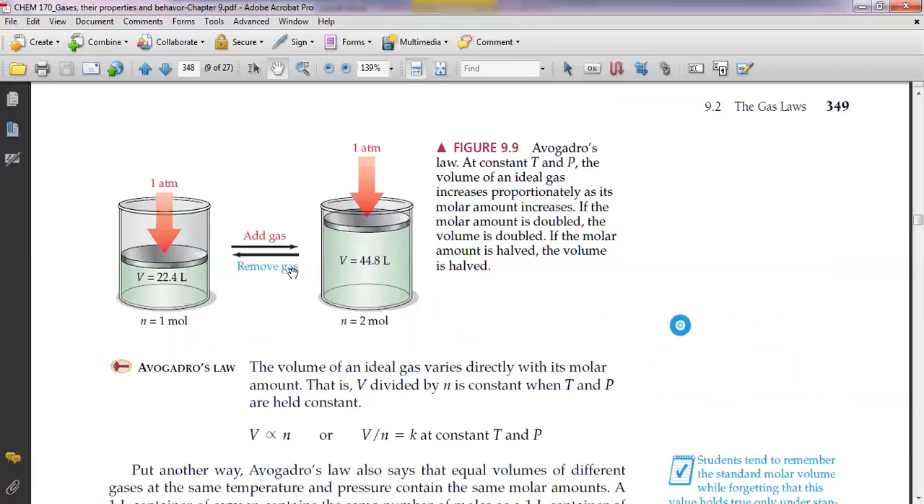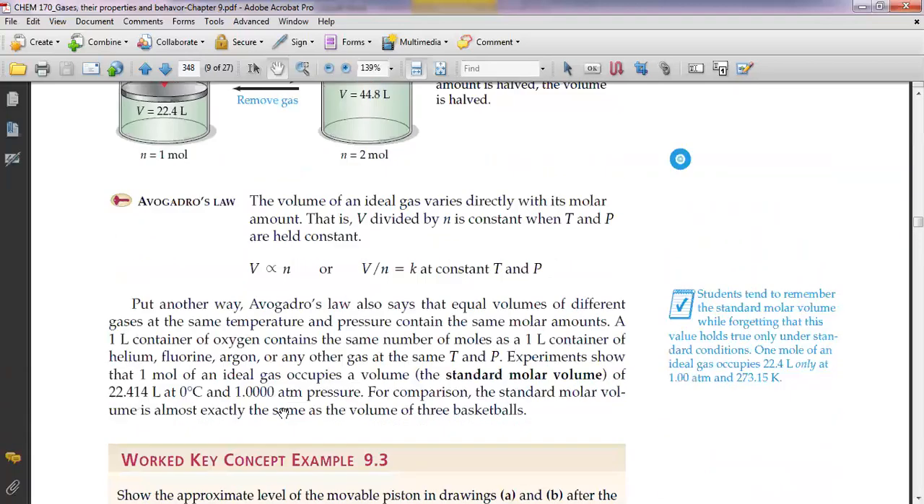By adding the gas, you are going to increase the number of moles of the gas. Removing the gas is to decrease the number of moles of the gas, and by decreasing the number of moles of the gas, of course, there should be a decrease in the volume, because these two are directly proportional to each other.